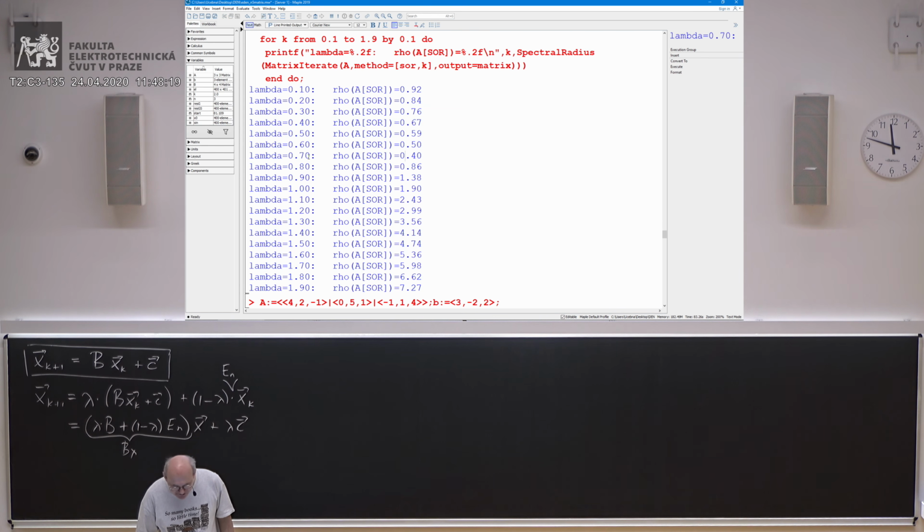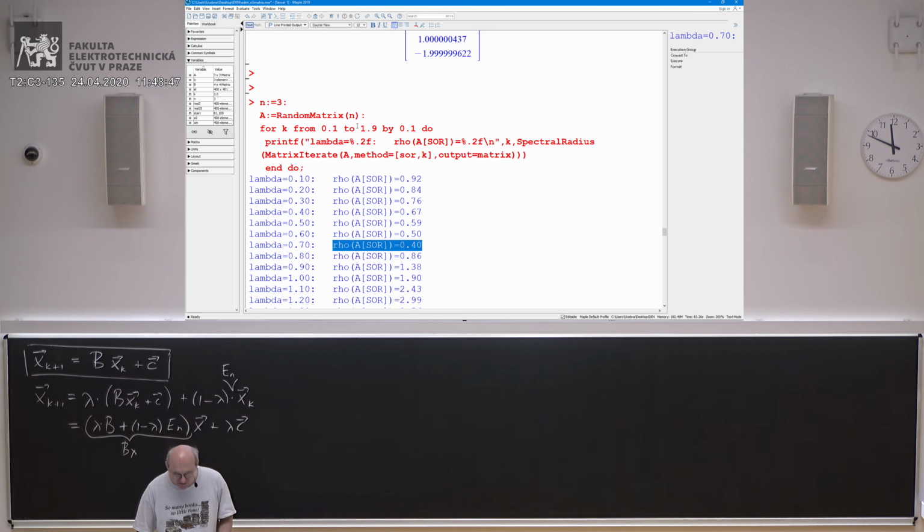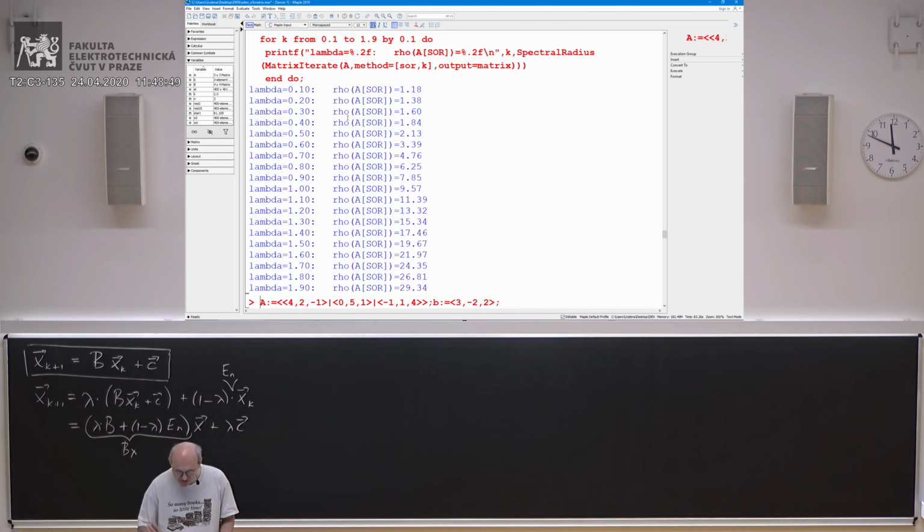And the best value, at least as far as we are just looking at numbers with 1 decimal digit, is 0.7, because the spectral radius is 0.4, which is very nice. That would be a really fast convergence. And we can also see that the spectral radii look like a parabola in a way. There is an optimum, and the farther you go, the worse the situation. That's a typical behavior that you can see when you play with relaxation. Okay, that was just one example, so let's try more.